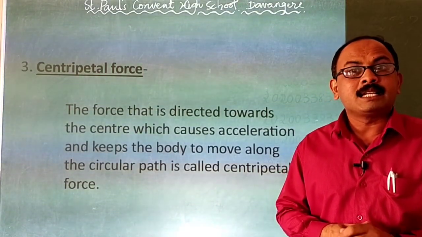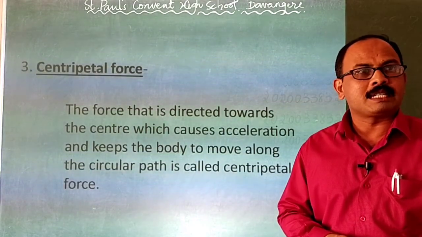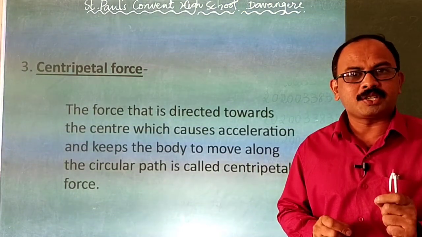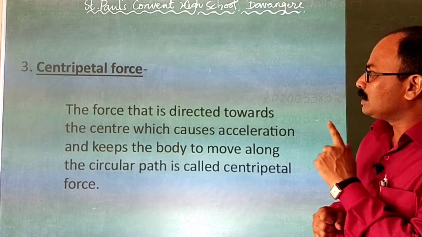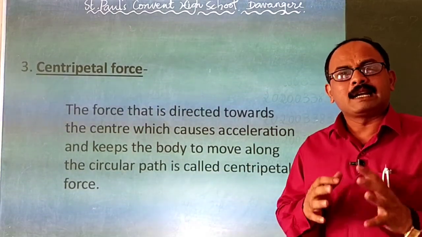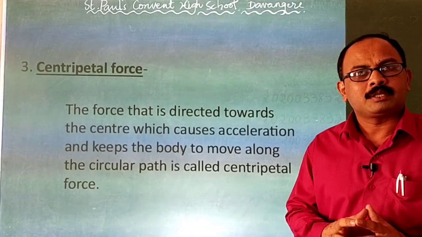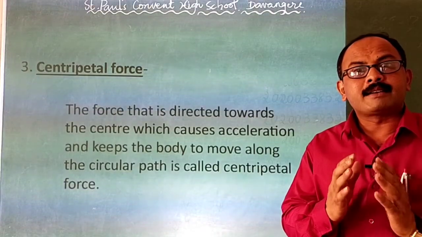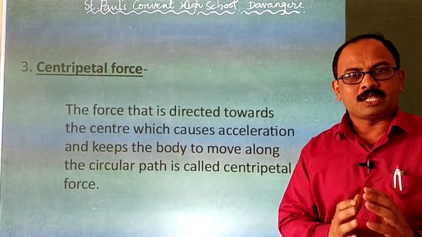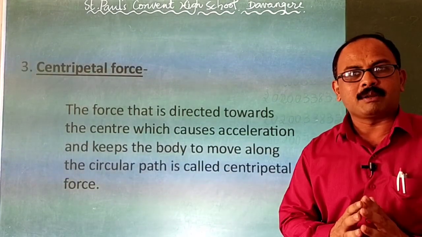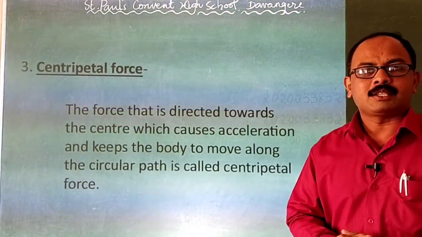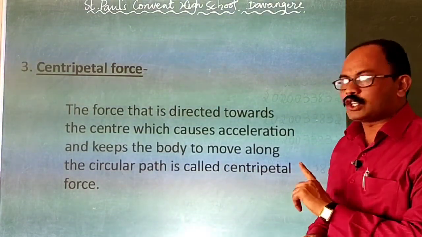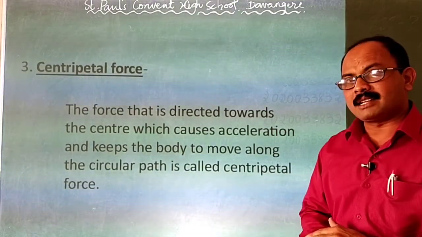Therefore, the body is said to be accelerated. It was discussed. When there is a change in velocity, acceleration takes place. So, when a body moves along a circular path, it will have a force called centripetal force. In one sentence, this centripetal force is nothing but a center-seeking force. The force which is directed towards the center, acting on a body along the circular path, is known as centripetal force. The force that is directed towards the center causes the acceleration, as we have seen.